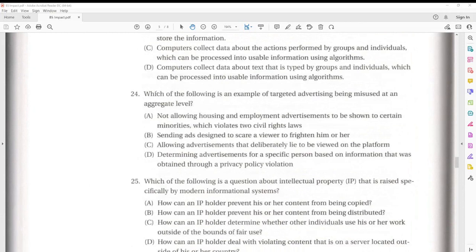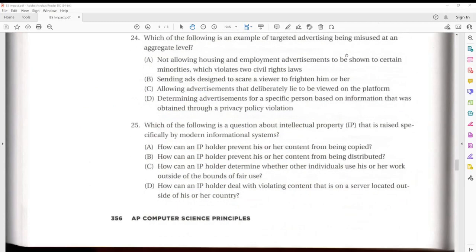Number 24, which of the following is an example of targeted advertisement being misused at an aggregated level? Aggregated is the top level, higher level, compound level. Determining a specific person's information is not the aggregated level. Not allowing housing to a certain minority, A, yes, that's collectively biased against a certain social group, that is the aggregated top level. Collectively, we are biased on that.